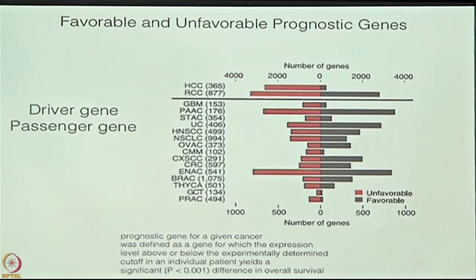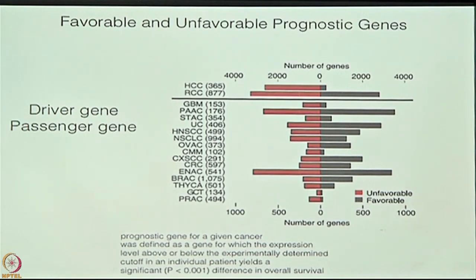Hepatocellular carcinomas and renal cell carcinoma, which are displayed at the top, had the maximum number of prognostic genes in the study, in which we found a correlation. What did we call a prognostic gene? Why did we say that this has got some prognostic effect? Because the expression level was above the experimentally determined cutoff in an individual patient.